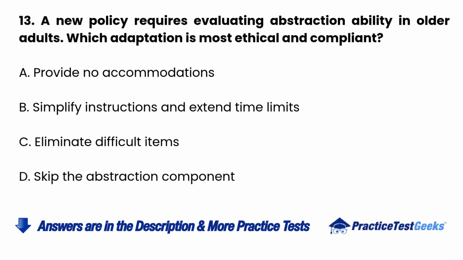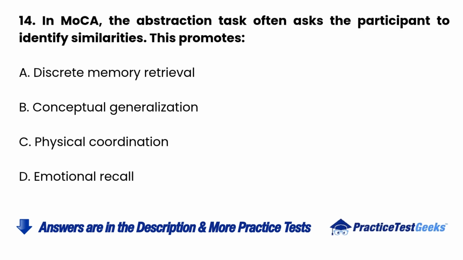13. A new policy requires evaluating abstraction ability in older adults. Which adaptation is most ethical and compliant? A. Provide no accommodations. B. Simplify instructions and extend time limits. C. Eliminate difficult items. D. Skip the abstraction component.